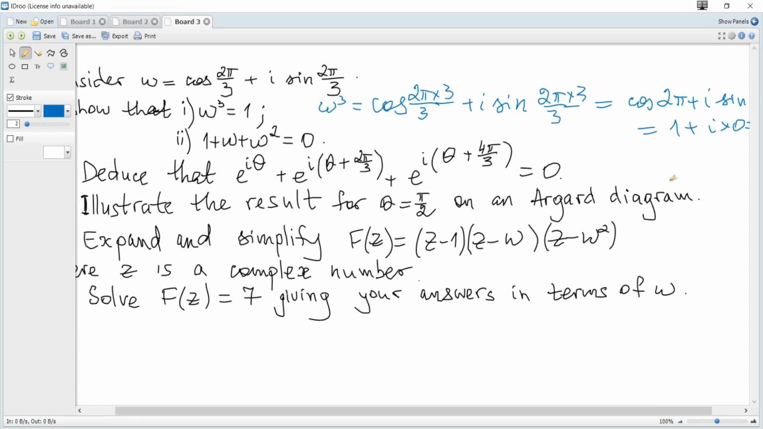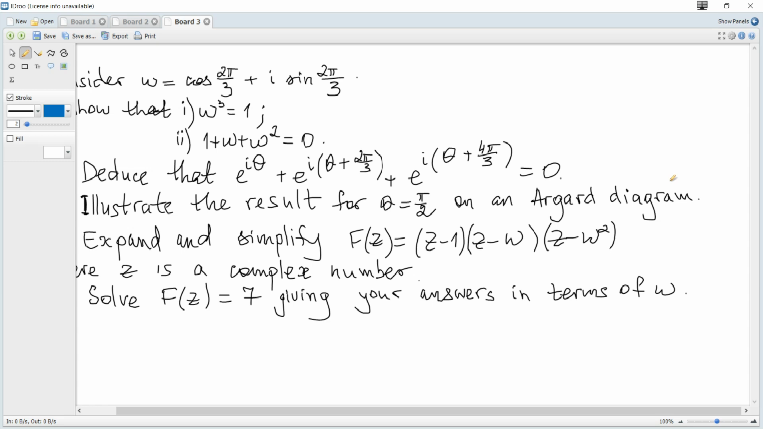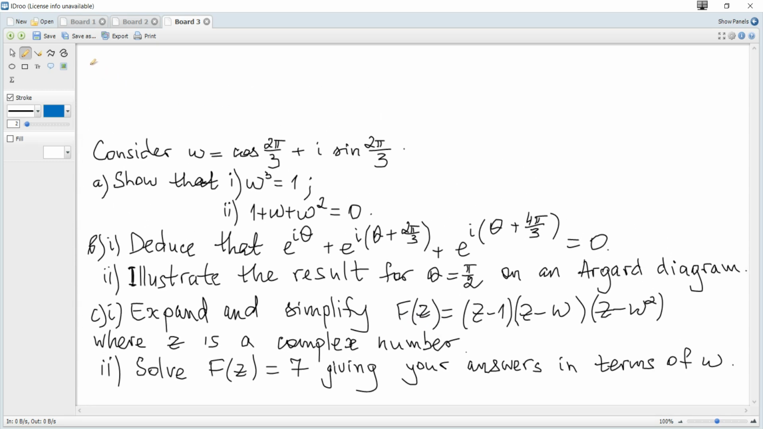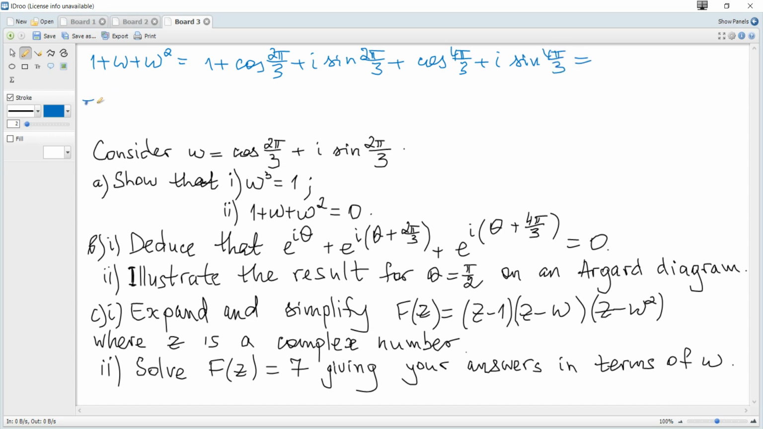The next part shows that 1 plus omega plus omega squared is 0. The first way is we can just calculate it. So we consider 1 plus omega plus omega squared, and it is equal to 1 plus cosine of 2 pi over 3 plus i sine of 2 pi over 3 plus omega squared. And again, applying de Moivre's theorem, it becomes cosine of 4 pi over 3 plus i sine of 4 pi over 3, and we need to just calculate it.